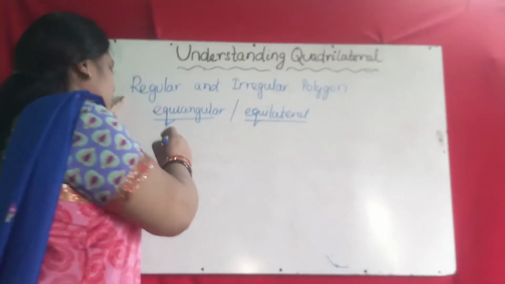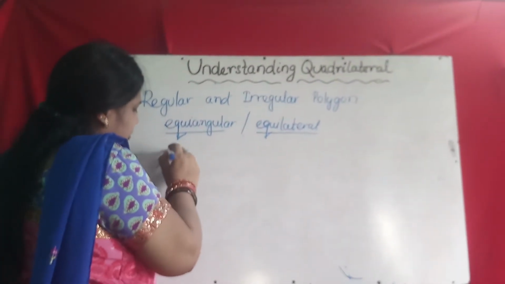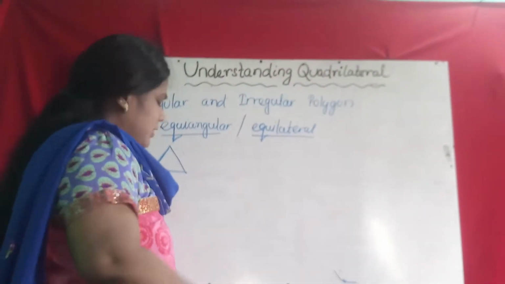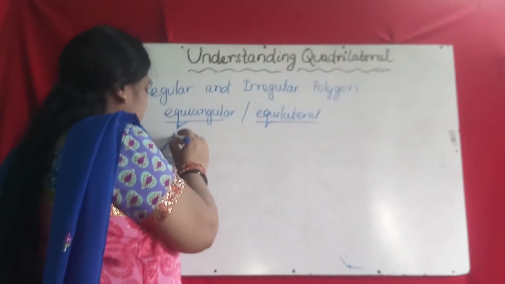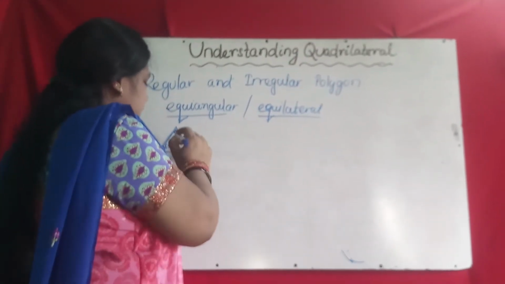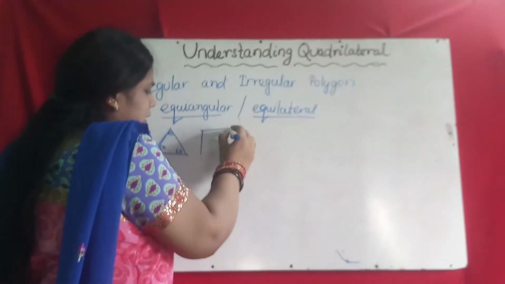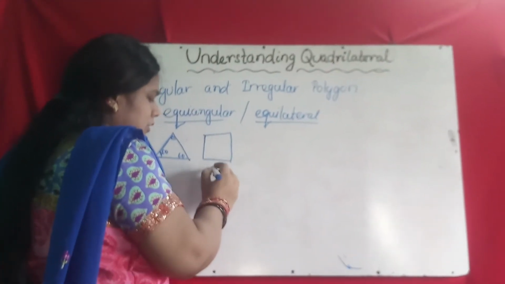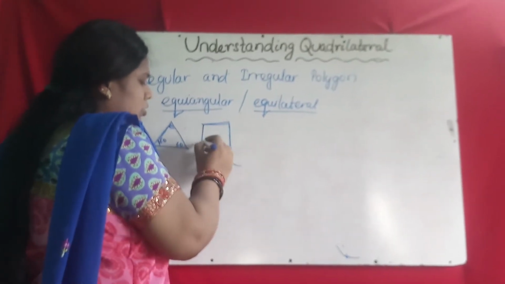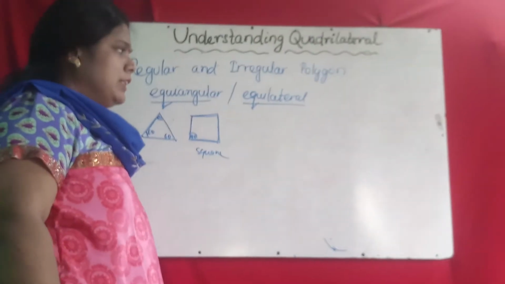Just like your equilateral triangle, all sides are equal, and all angles are also 60 degrees. An equilateral triangle is a regular polygon. A square is a regular polygon because all sides are equal and all angles are 90 degrees, you know. So they are called regular polygons.